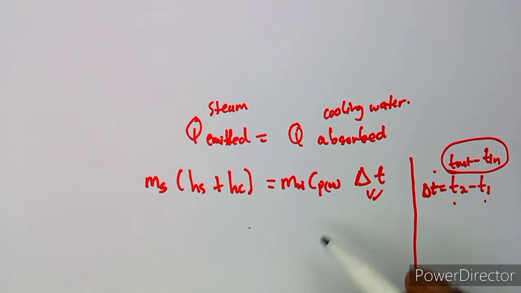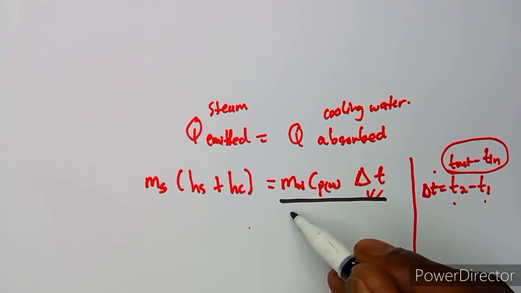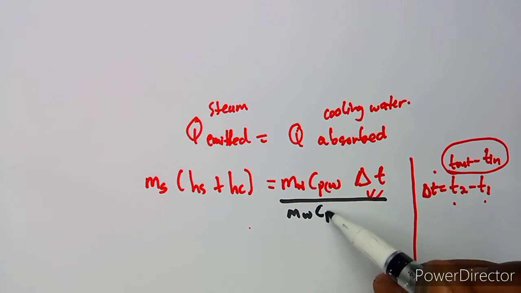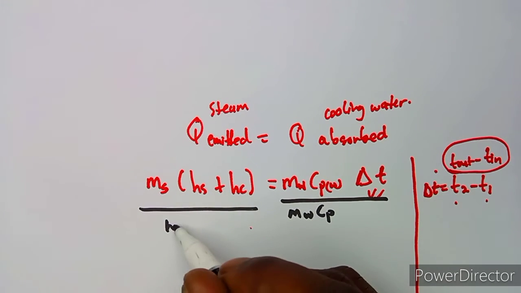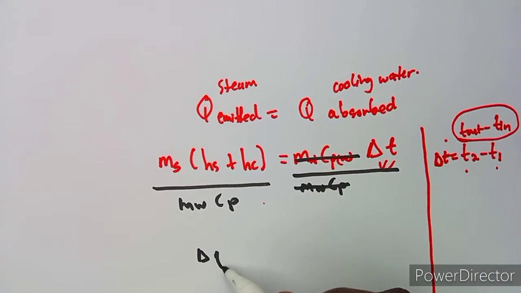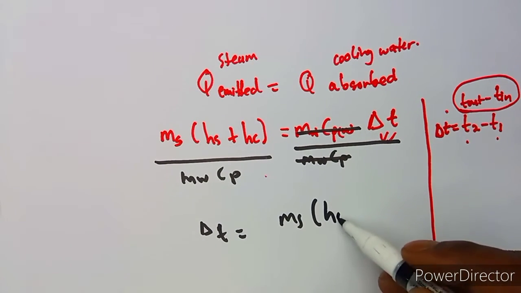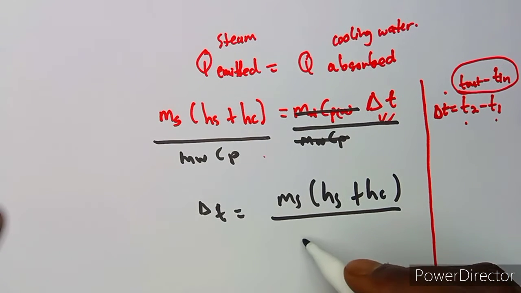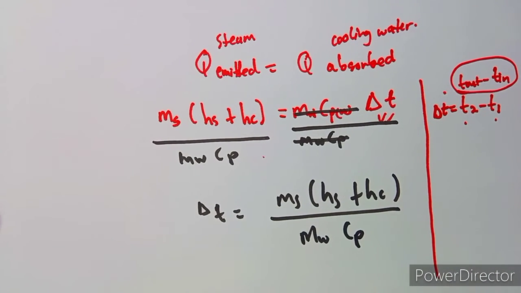Okay, let's see. Let's make our change in temperature the subject. So definitely divide by mass of water, specific heat capacity of water. Here the same thing, mass of water, specific heat capacity. So that will be your change in temperature, which is going to be ms into Hs plus Hc over mass of water, specific heat capacity of water.